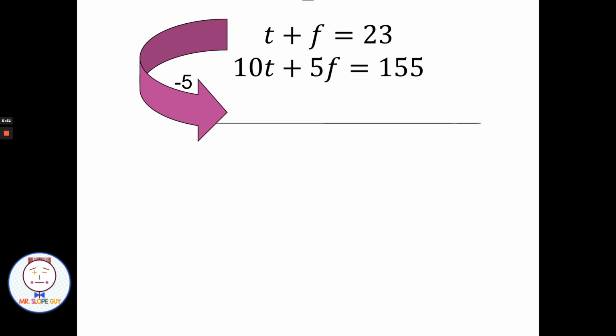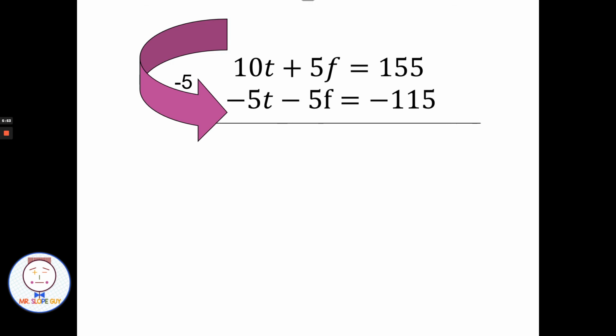That would give me -5t minus 5f equals -115. Then if I do elimination, the f's will drop out. 10t plus a -5t is 5t, and 155 plus a -115 will give me 40. Then I have 5t equals 40. Divide both sides by 5, and I get that there must be 8 $10 bills.